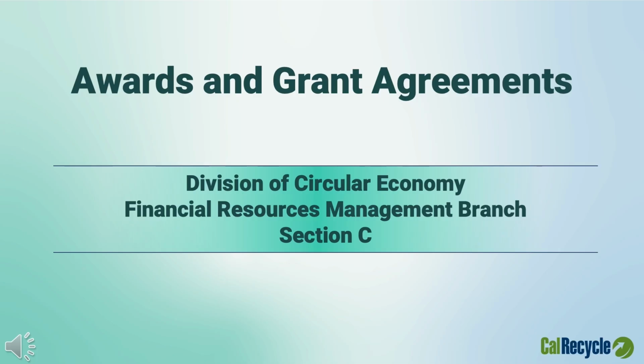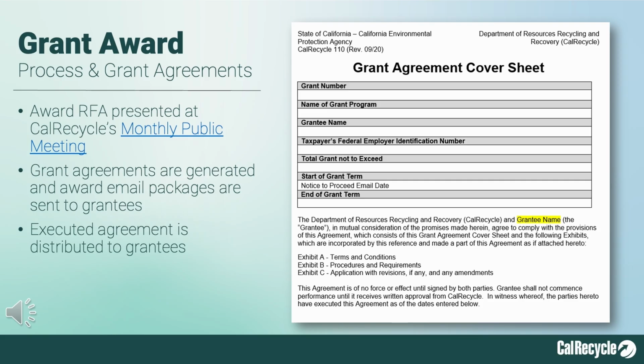In this next section, we'll discuss the awards process and grant agreements. Once program staff has scored or evaluated all applications and determined ranking, the program lead prepares a request for approval, an RFA, to recommend the award of grant funds. This recommendation is presented at CalRecycle's monthly public meeting. The DICE Deputy Director, in consultation with CalRecycle's Director, approves the RFA.